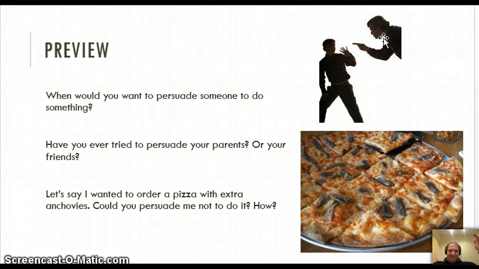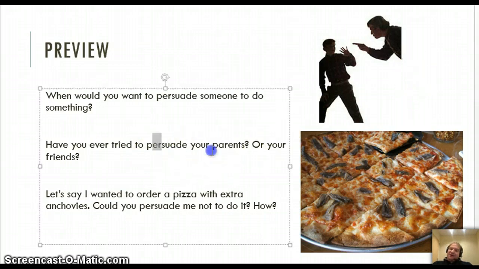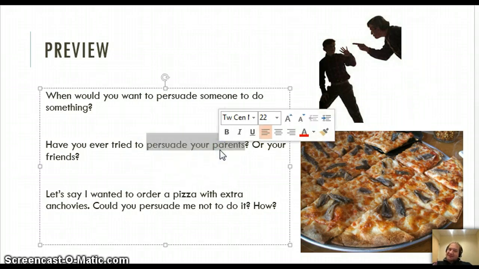You can yell at them, you can threaten to hit them, but that won't go real far. If you threaten to hit your mom, I don't know what kind of person you are. But how do you persuade your parents? Christmas is coming. You need to convince them. Here's what I need. Here's what you can get me. How are you going to do that?